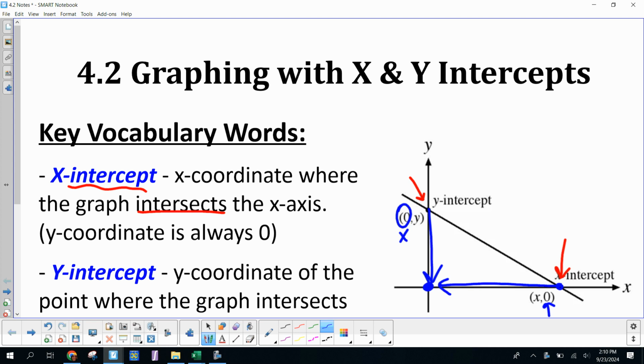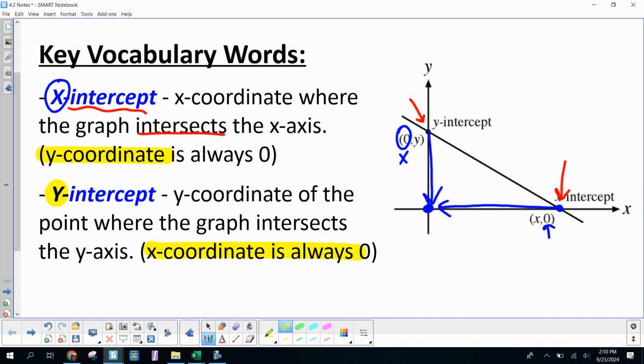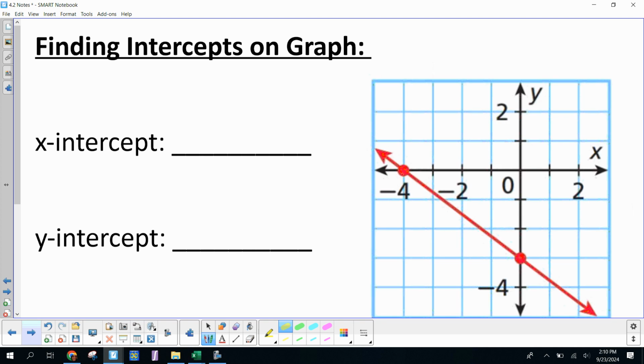So it's kind of like the opposite. For the x-intercept, my y-coordinate equals 0, and for the y-intercept, my x-coordinate equals 0. So that's how we're going to find them. It's pretty easy if we look at a graph. We literally just visually look. So your x-intercept, we need to look on this x-axis, and we see right here at -4. So we could say -4.